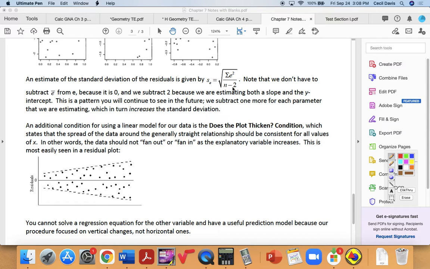Well, because we're using this to get a line that has both a slope and a y-intercept. So there are two things that we're predicting out of this one idea. It turns out the more things we're predicting, the larger the number we'll subtract here. If we're predicting 3 things, we're going to subtract 3. We'll talk about that much later, like next semester when we talk about degrees of freedom.